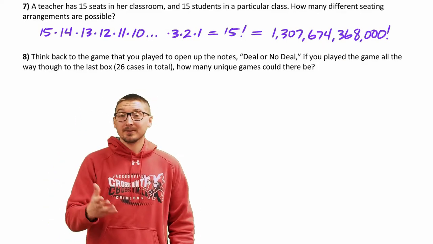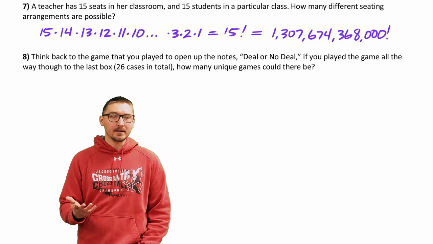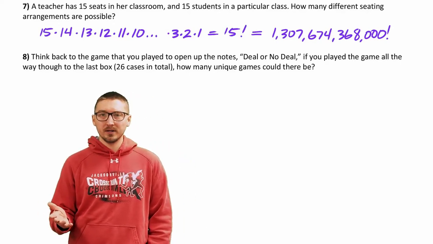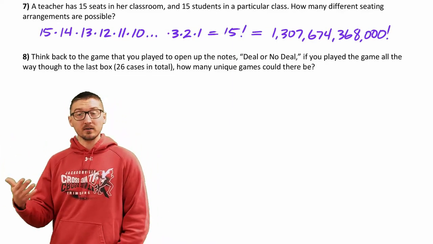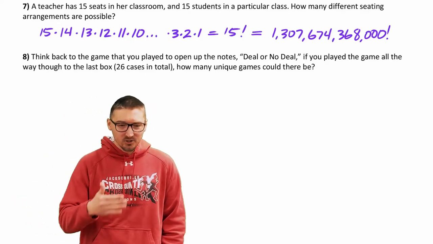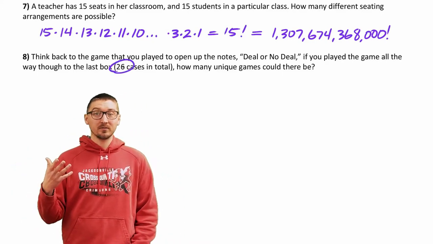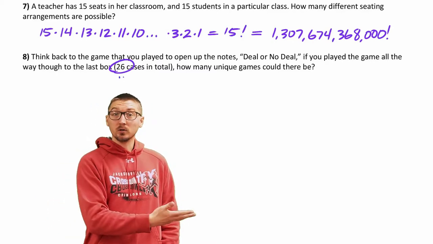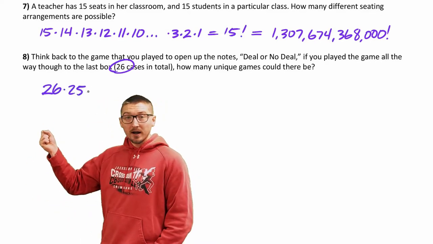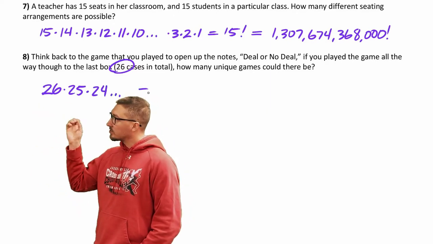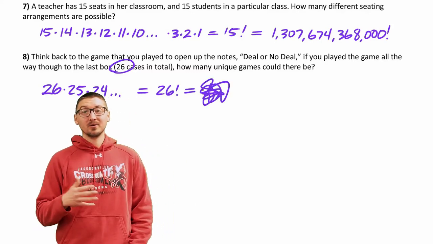Earlier in the notes, we played the game Deal or No Deal, which has 26 different cases that you could choose from. And if we think back to that problem and when we played, how many different unique games could there be? Meaning, if I chose a different case to pick, or if I chose maybe different cases to get rid of during the gameplay, how many different TV shows could be created? This is going to be ridiculously large. The larger the number of possibilities or options, the bigger a factorial will get. And so the 26 cases, if I am going to pick one right away and then pick another and then pick another, it's 26 options, 25 options, 24 options. It's 26 factorial.